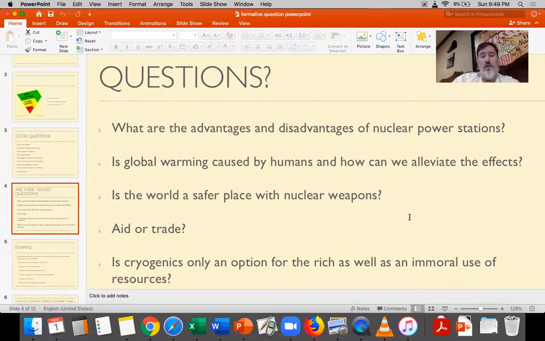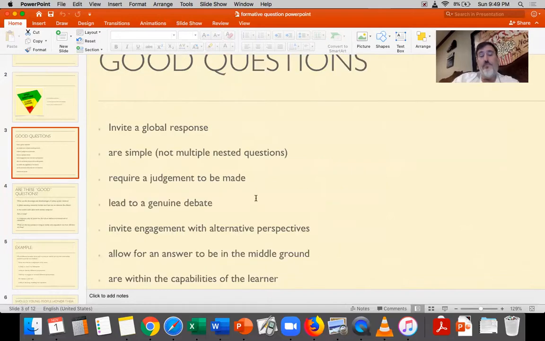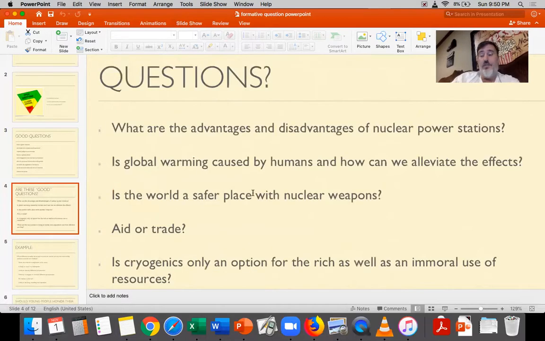Is global warming caused by humans, and how can we alleviate the effects? Go back to your list. Does it invite a global response? Sure. Is it simple? No. This is a nested question. It's more than one question in one.